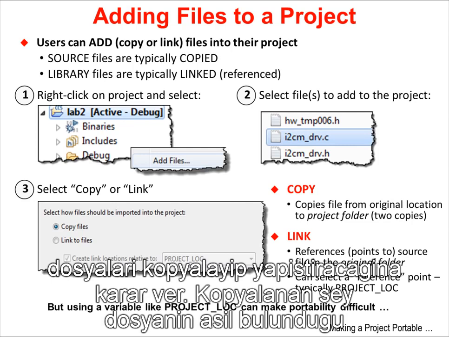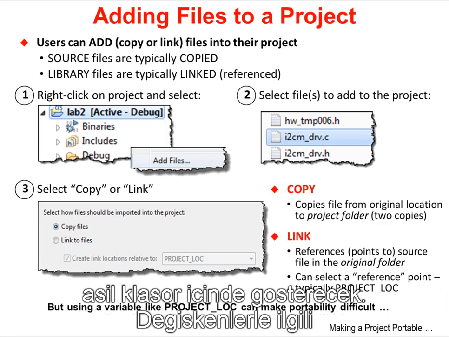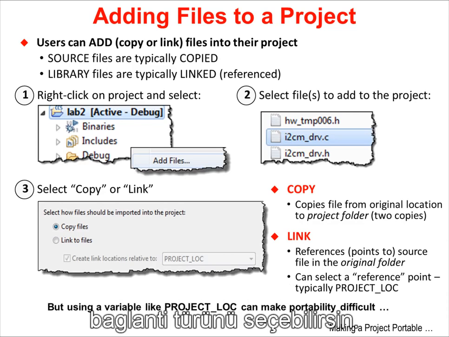Copying will simply copy the file from its original location to the project folder. Linking references the source file in its original folder. You can select the link type relative to a variable.